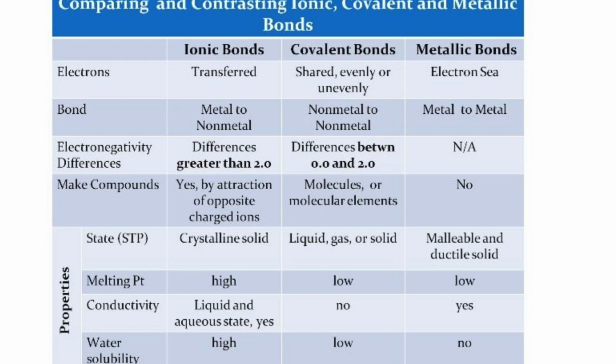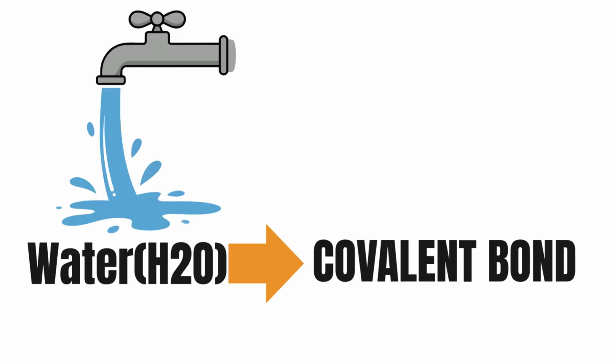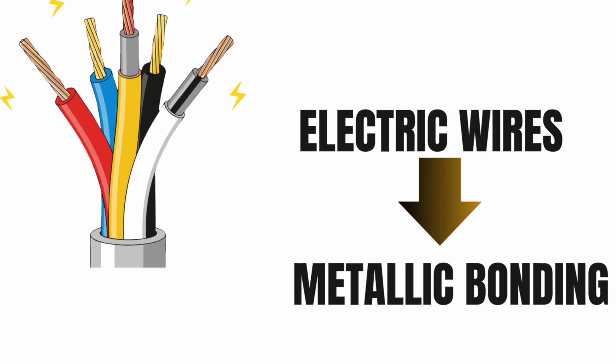Let's look at real-life examples. You see chemical bonding in action every day. Salt on your food is a result of ionic bonding. The water you drink is a result of covalent bonding. Wires and electronics are a result of metallic bonding. Chemical bonding truly shapes the world around us.